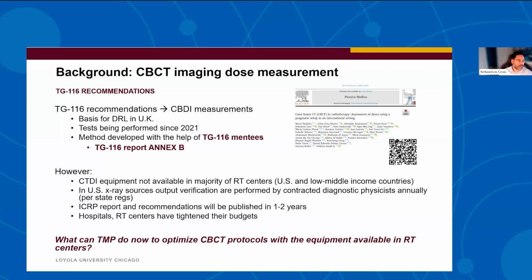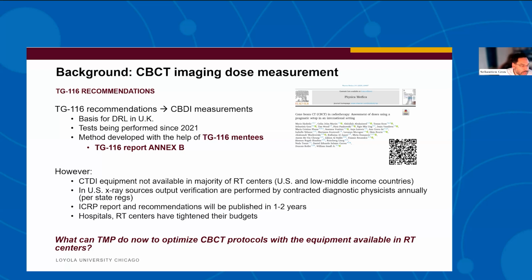And also the source output verifications in the US are typically performed by contracted diagnostic physicists on an annual basis. So we don't have the means to do these measurements whenever we want. Another thing, the ICRP report will be published in 1 to 2 years, and hospitals and RT centers have tightened their budget. So if we want to get our hands on that equipment, we probably ask and we get no.